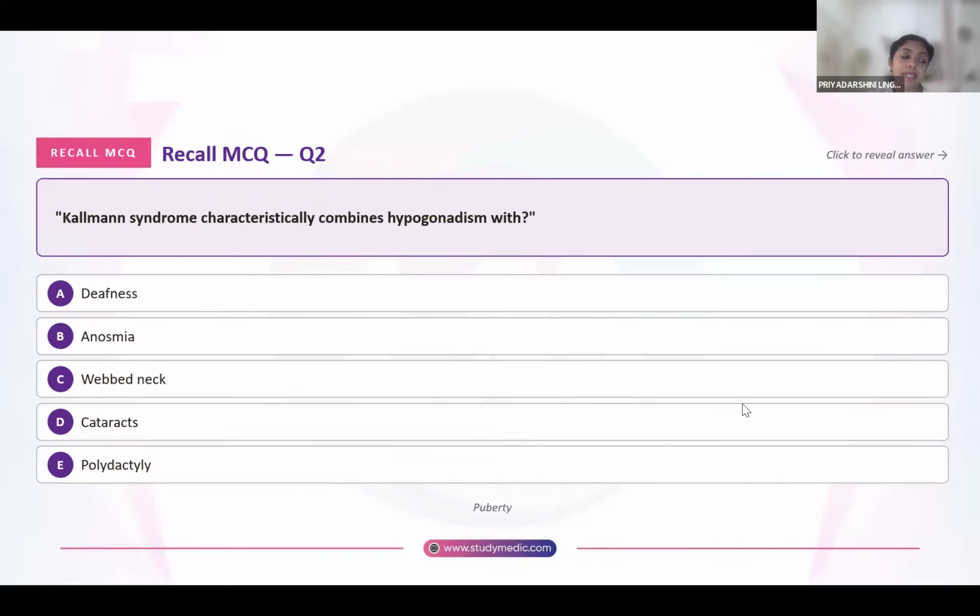So second question here, Kallmann syndrome characteristically combines hypogonadism with what? Okay. Again, very commonly asked question because it has a very peculiar feature. In Kallmann syndrome you have hypogonadism along with, is it deafness? Is it anosmia? Is it web neck? Is it cataract or polydactyly? Well, the answer for Kallmann syndrome is anosmia.